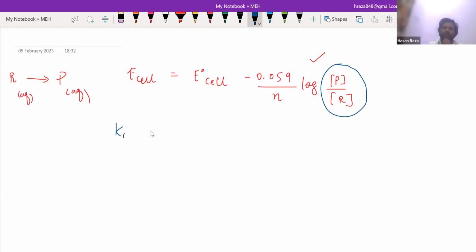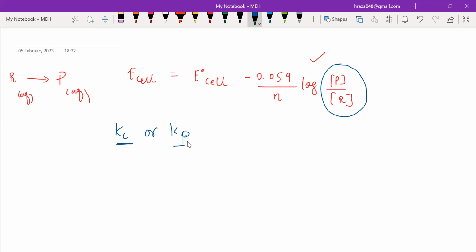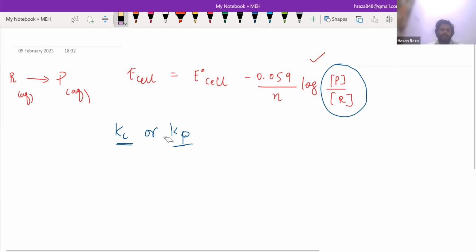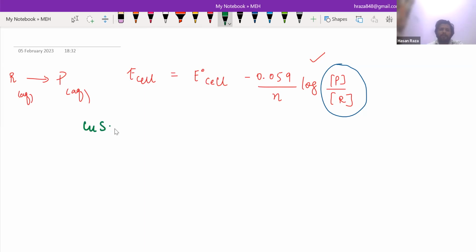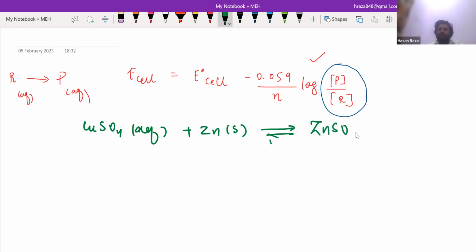Kc or Kp. You have studied this equilibrium constant in terms of concentration and pressure. And if a reaction is given like this, just take an example of CuSO4 in aqueous solution plus Zn solid. That will give you ZnSO4 plus Cu. This is now in aqueous and this is in solid.